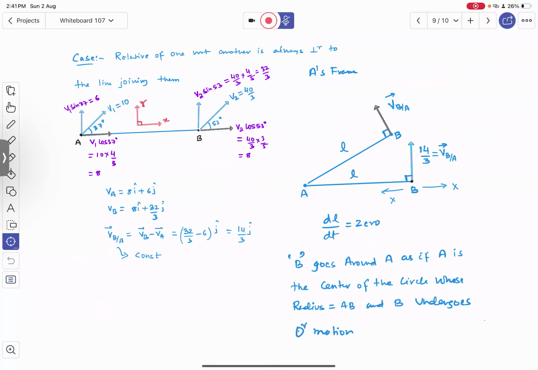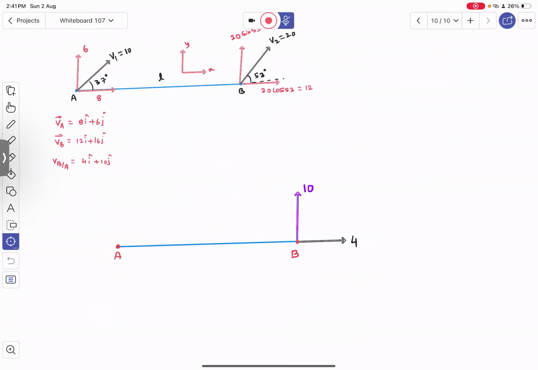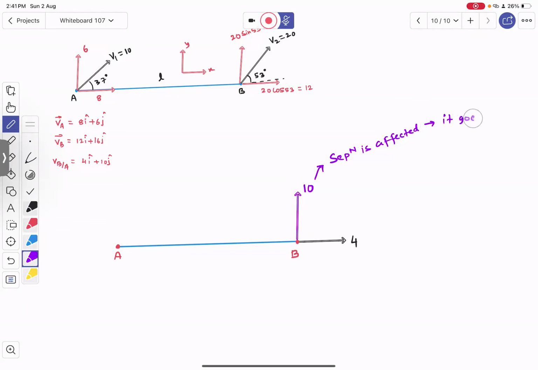Teacher and student both present in the class, so the job of the teacher will be the same, the job of the student will be the same, no? It's not a good example, but still. So even when both components are present, what job each component does stays the same. Due to this component, separation is not affected. What does B do because of this component of the velocity? Due to this, it goes around, and this other one is responsible for changing the separation between them.